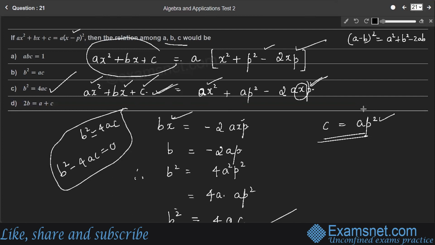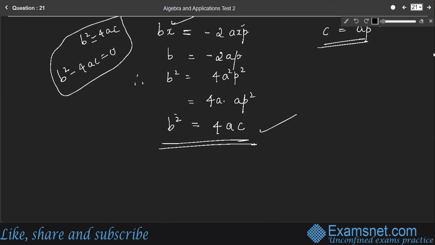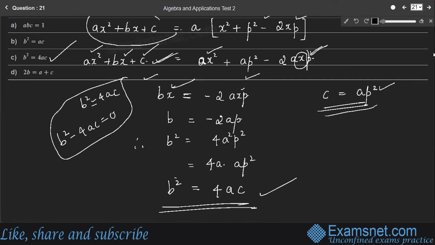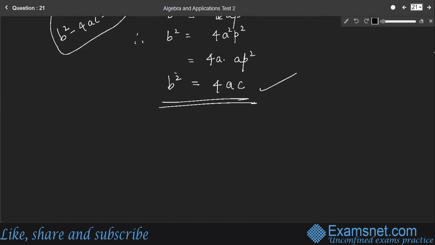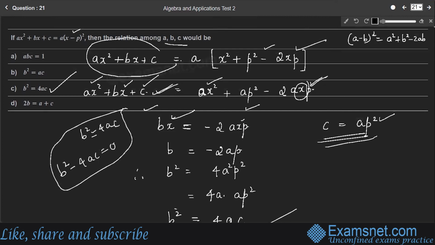Therefore, equate bx, the term which contains x, in the LHS part and RHS part. So b becomes minus 2ap. Squaring both LHS and RHS, b square becomes 4a square p square. But ap square is c, which is constant. So substitute the value. b square is equal to 4 times ac. So the relation among a, b, c is b square is equal to 4ac. Option C is the right answer.